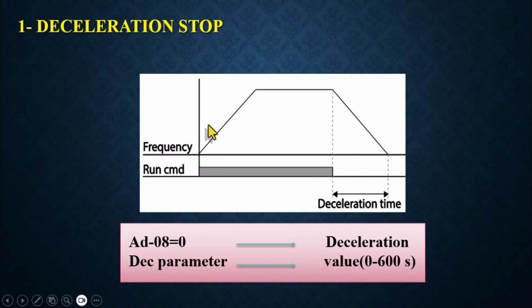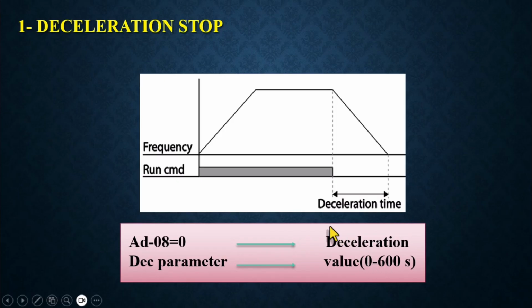But in which parameter should we set our stop mode to deceleration stop? If you set parameter AD08 to 0, your stop mode will be based on the deceleration time. And the parameter related to deceleration time is also in the main group of the inverter, which is the DEC parameter. You can set it from 0 up to 600 seconds.